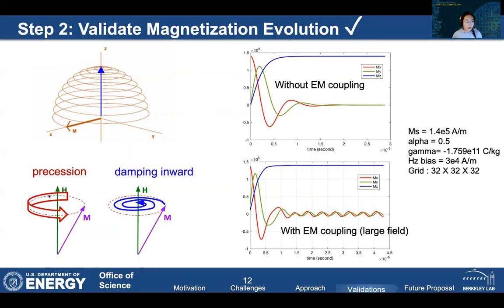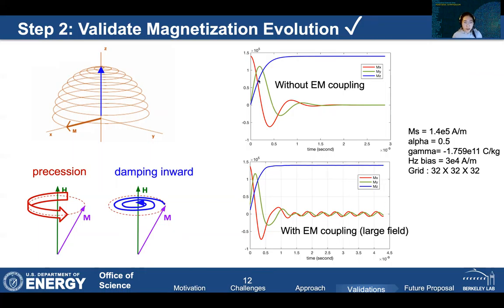And M is precessing around the magnetic bias field, in the meantime damping toward the bias direction. If the direction of the magnetic moment is different from the applied magnetic bias, M will tilt toward the bias direction, and at the same time, precess and damp. These two figures show this phenomenon.